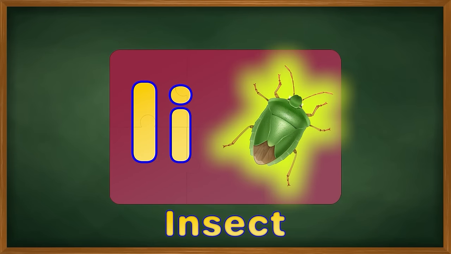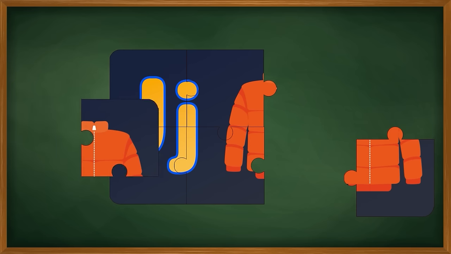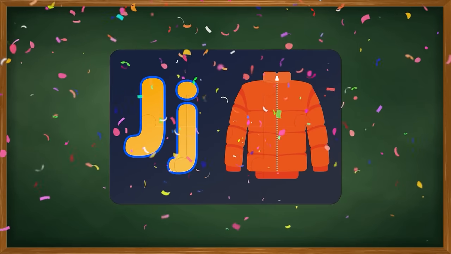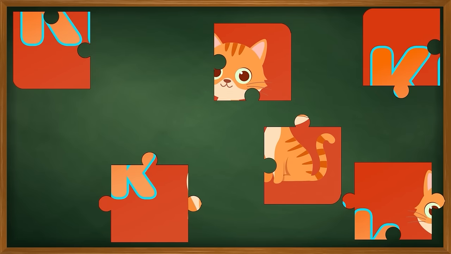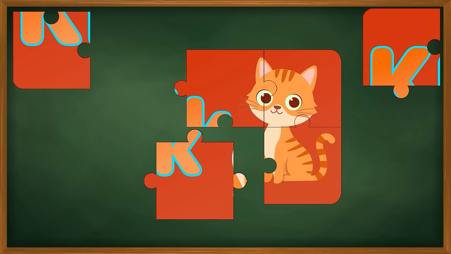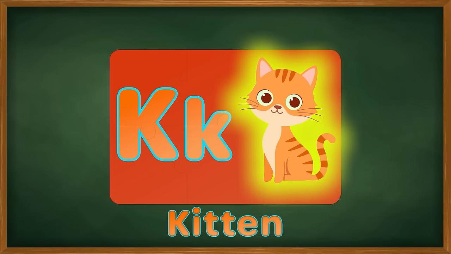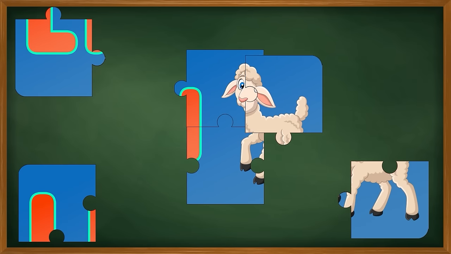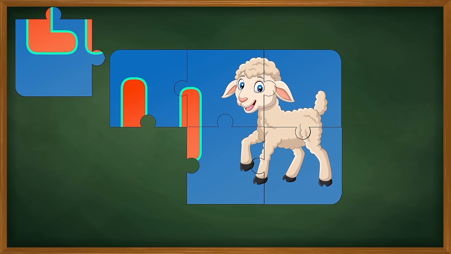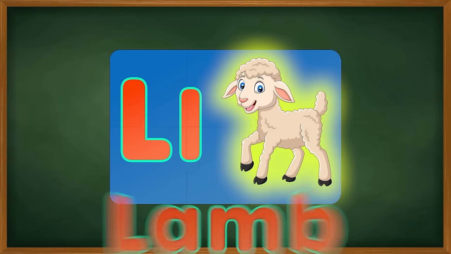I is for insect. I, insect. J is for jacket. J, jacket. K is for kitten. K, kitten. L is for lamb. L, lamb.